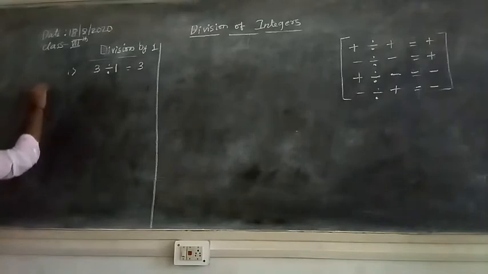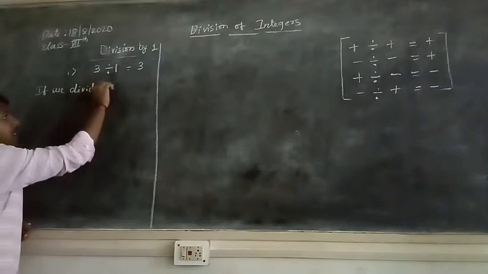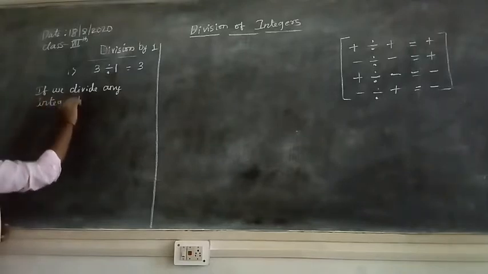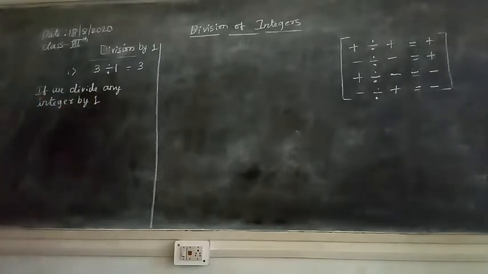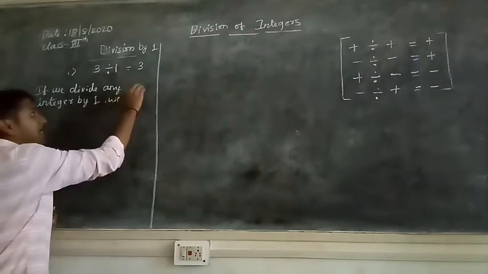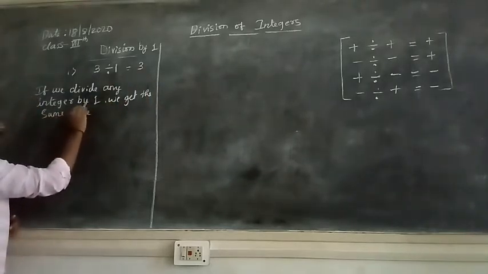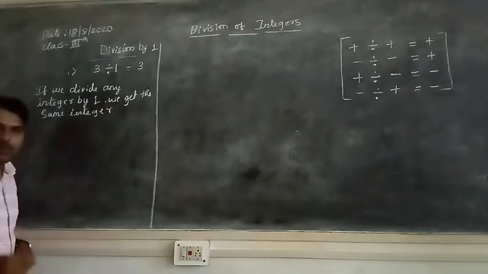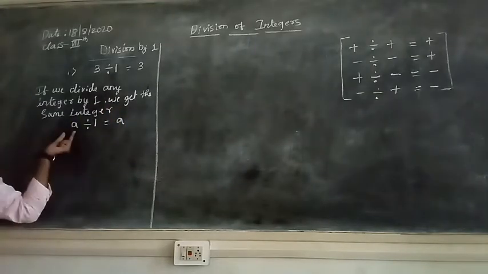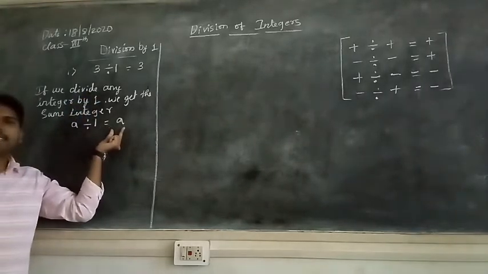So how to write this one? If we divide any integer by 1, we get the same integer, no? Same integer. So how to write this? A divided by 1 equals A only, no? What is that A? A is any integer. So if we divide any integer by 1, we get the same integer.